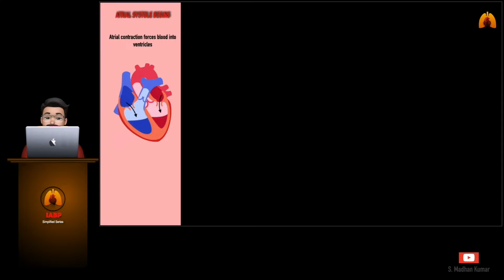As atrial contraction begins, the ventricle is already about 70 to 80% full of blood. When the atrium contracts, additional blood is ejected into the ventricle, increasing the ventricular volume by another 20 to 30%. This is often referred to as atrial kick.